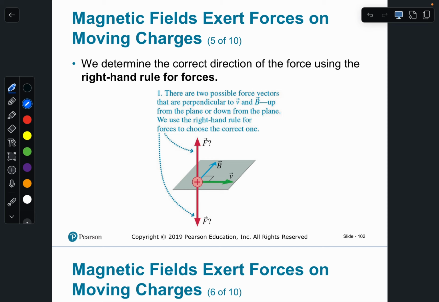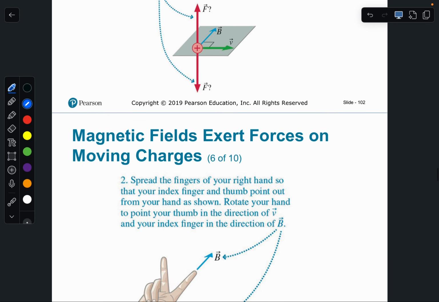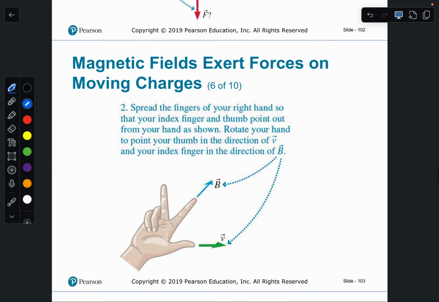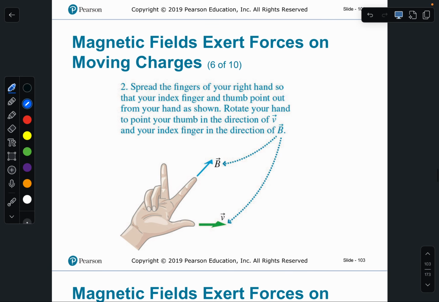So that's where the right hand comes in. The right hand tells you if it's going to be an upward or a downward force. There's a couple ways to perform this right hand rule. Let's do the one in the picture. Thumb is in the direction of the velocity vector. Pointer is in the direction of B, and then your middle finger is the F vector. Okay, so it's helpful to remember that.